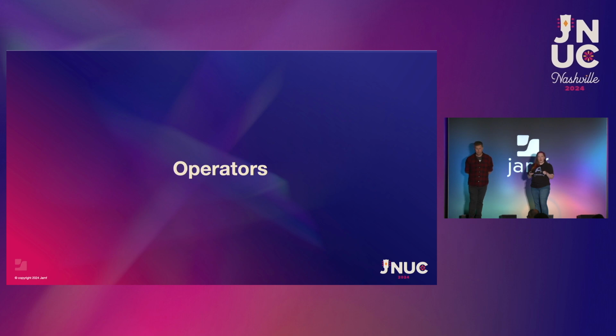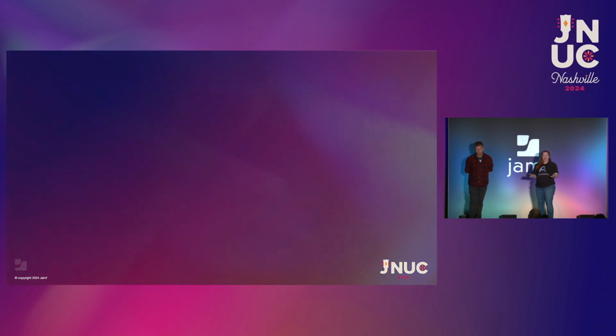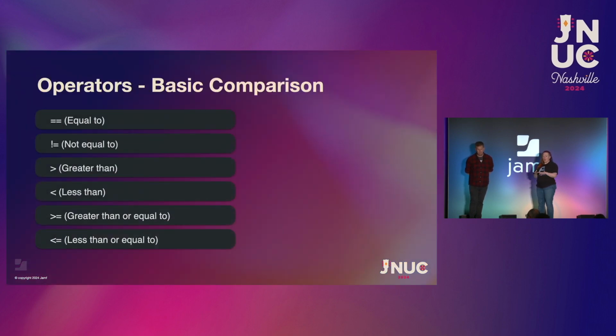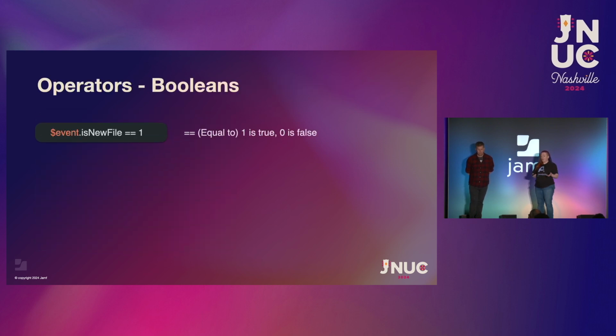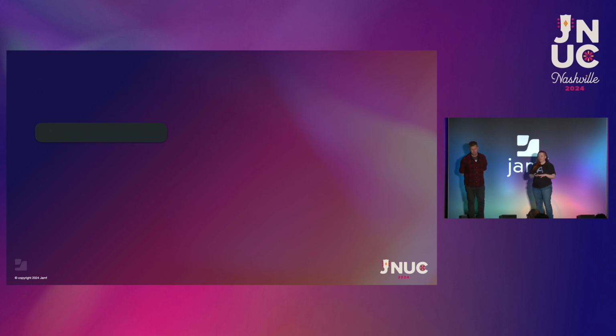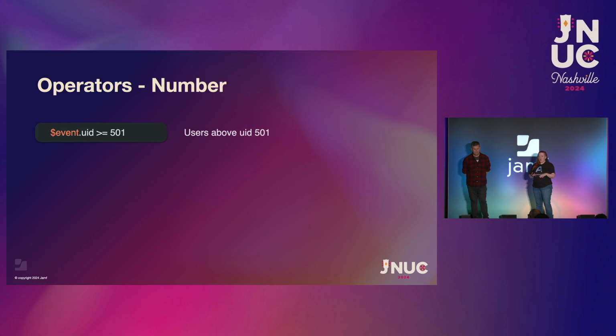To do any comparison within these, say I want to look at one particular event path versus another, I'm going to use some operators. Here are the operators that we can use: the equal, the not equal to, greater than or equal to, less than or equal to, as well as the booleans. Again, 1 is true, 0 is false. I can also return a number, so I am comparing whether or not a UID is equal to or greater than 501.